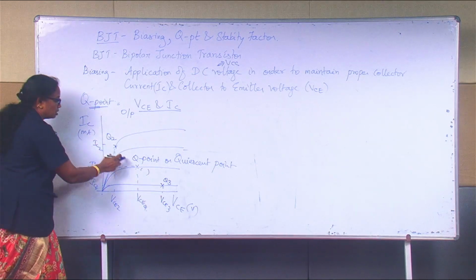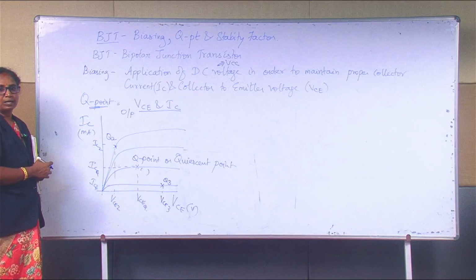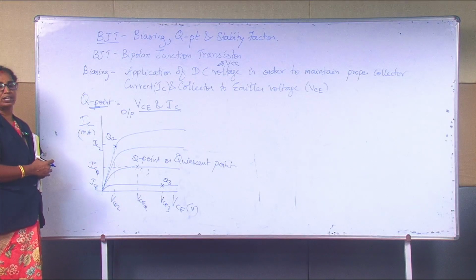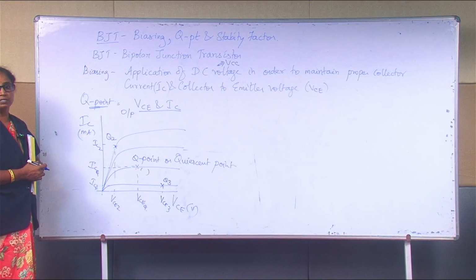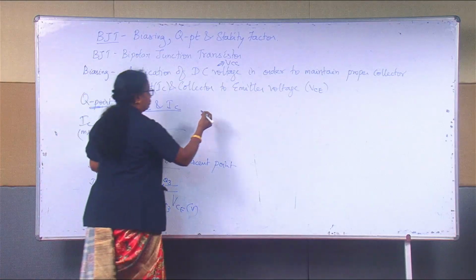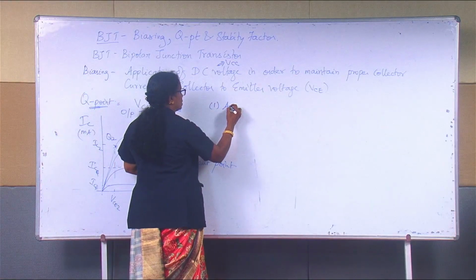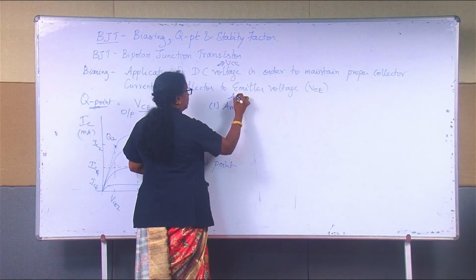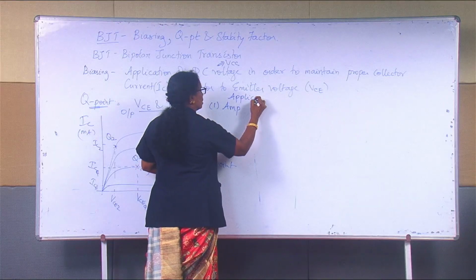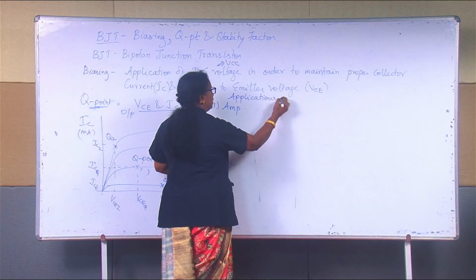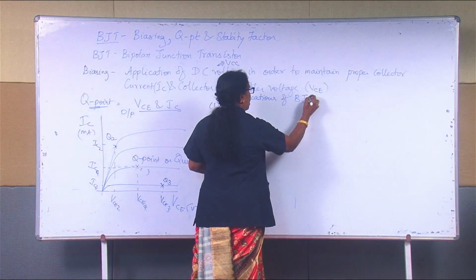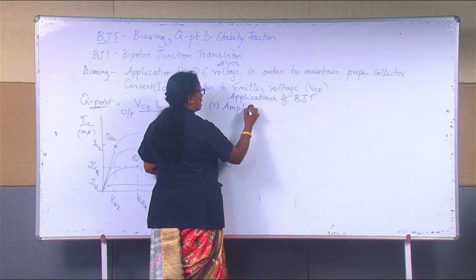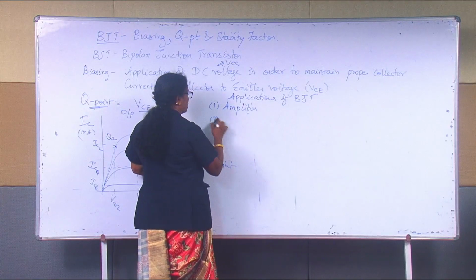So based on this location of the Q point, the application for which the transistor can be used will be different. So if you take the applications of BJT, I can use BJT as an amplifier or as a switch.